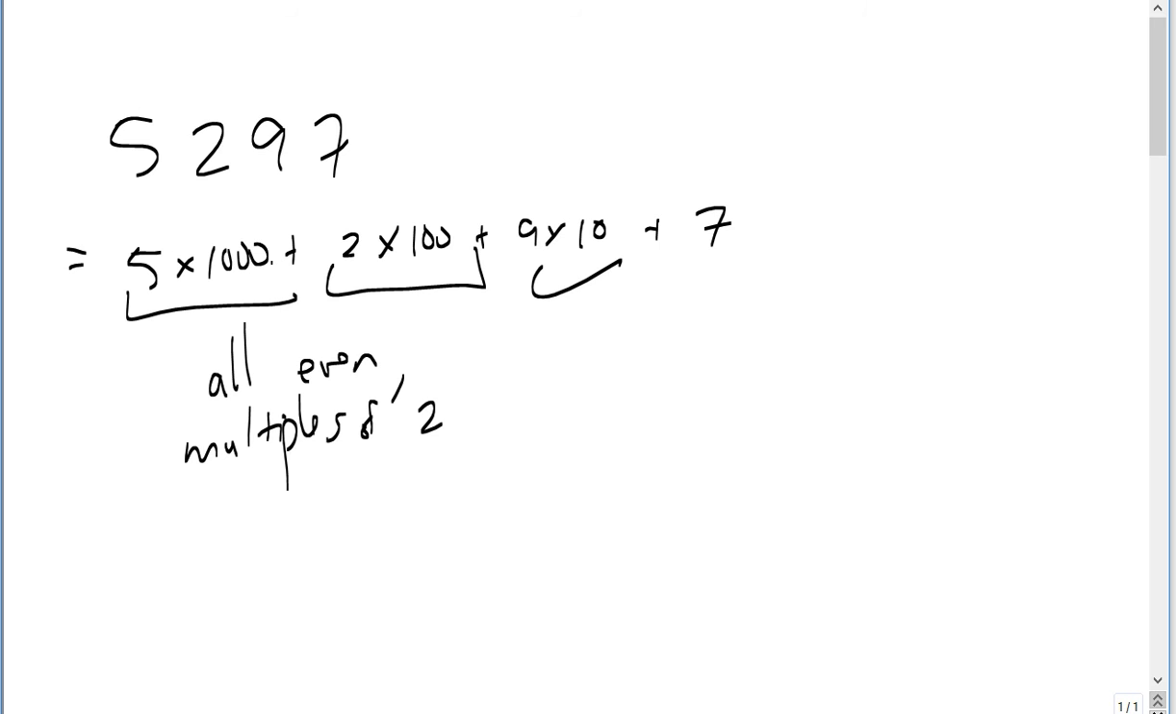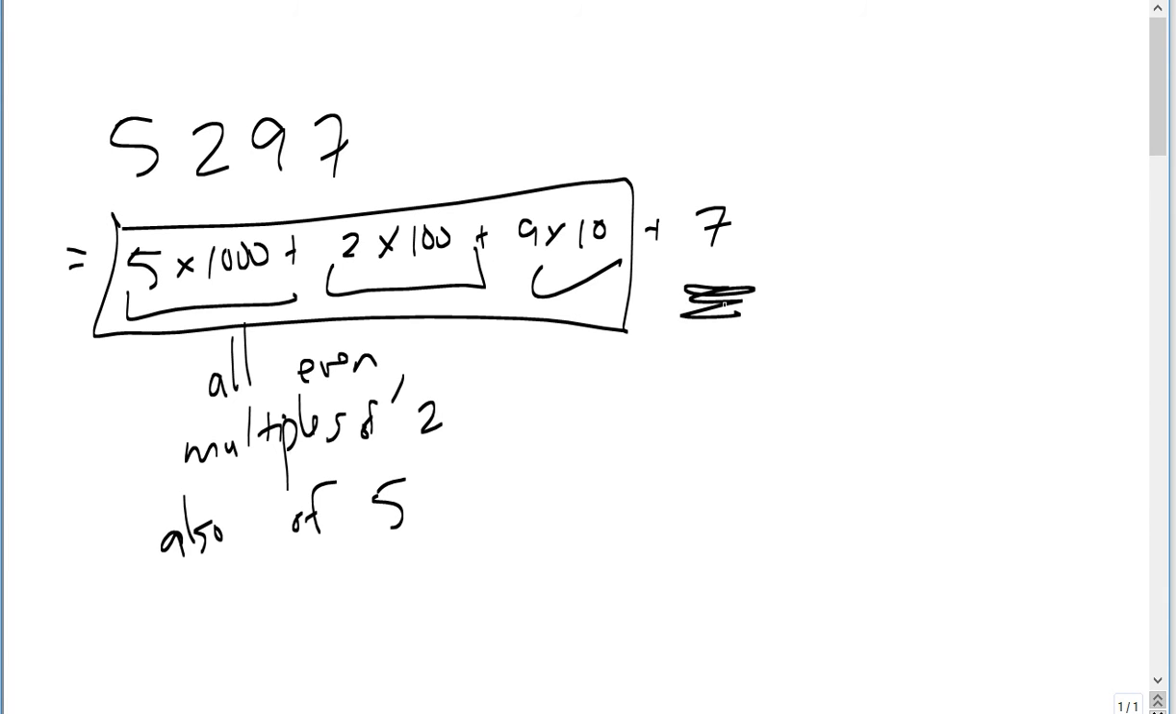Any number of thousands of dollars can be divided evenly because half of 1,000 is 500. Half of 100 is 50. Half of 10 is 5. And also of 5. So all the part of a number other than the last digit is automatically divisible by 10, automatically divisible by both 2 and 5. So it's just the last digit. This number is not a multiple of 5 and not a multiple of 2 because the last digit is wrong.